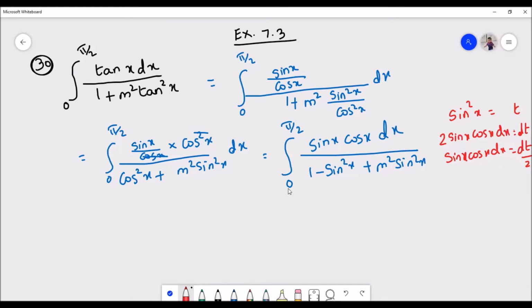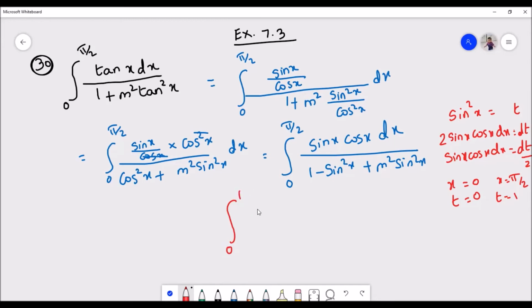Now let us see what about the limits. When x is equal to 0, sine 0 is 0, so t is also 0. When x is equal to pi by 2, sine pi by 2 is 1, so sine square pi by 2 is also 1. So the integral will change as the lower limit is 0 only, and the upper limit pi by 2 is changing as 1.